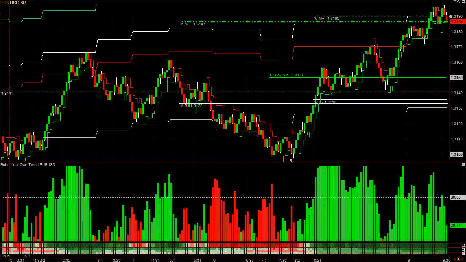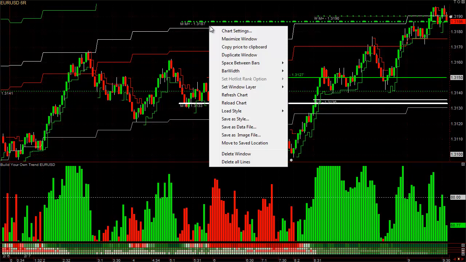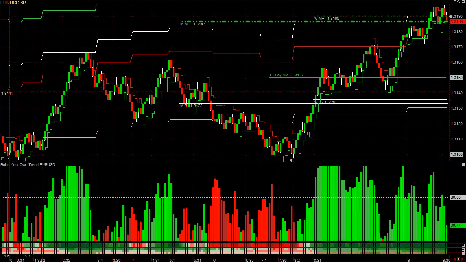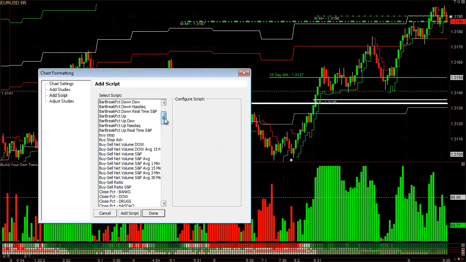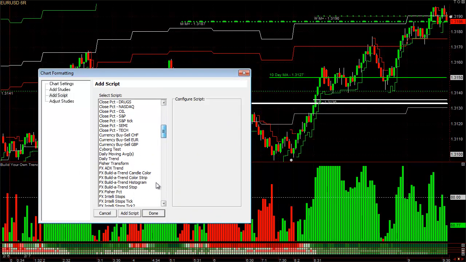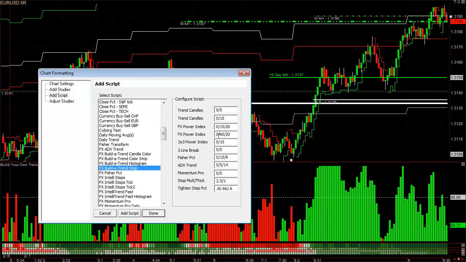This class is going to focus on two things: ranged bar entry methods and our intelligent trailing stop. On range charts, the intelligent trailing stop that I use is called the FX Build Your Own Trend Stop. To add it to your chart, you right-click, Chart Settings, and then go to Add Script, and it's called FX Build a Trend Stop.